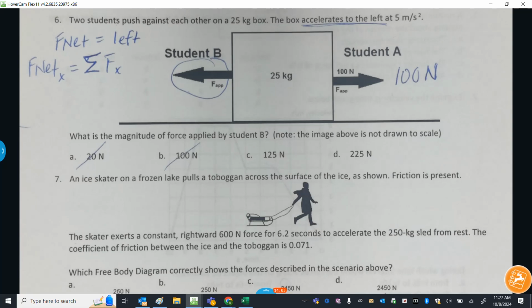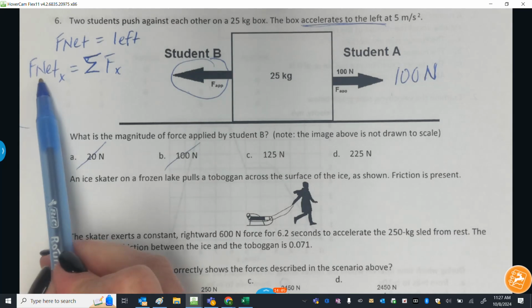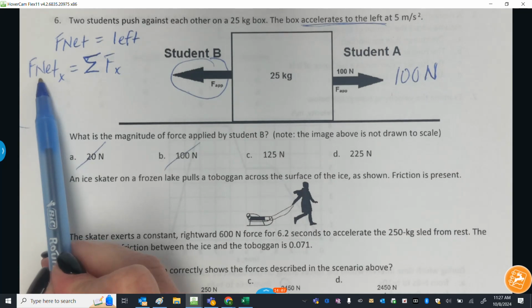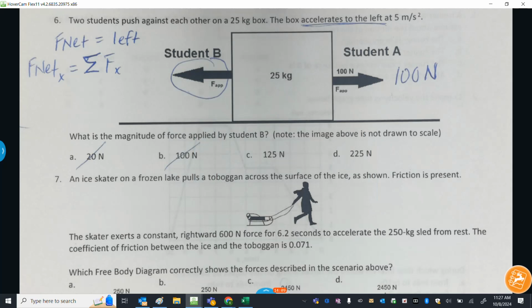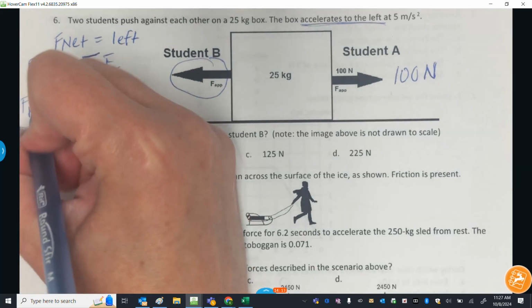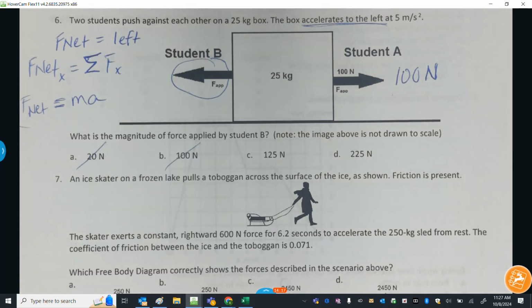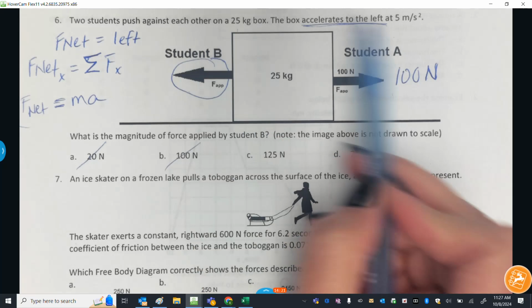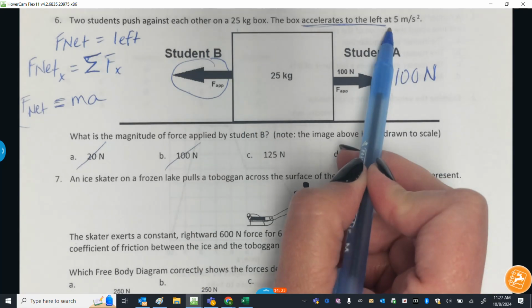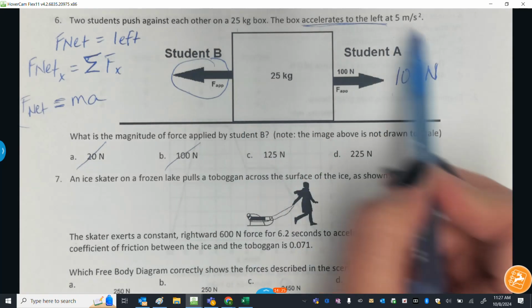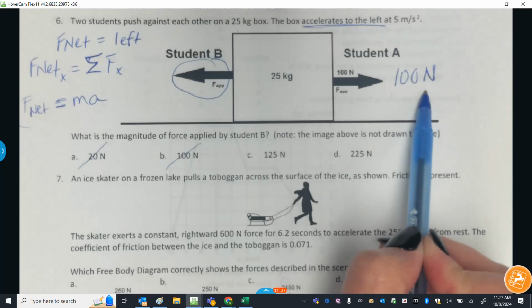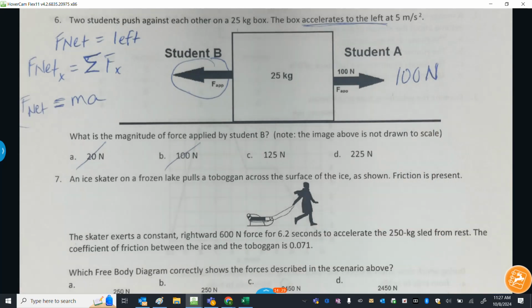Okay, and so that means if I can get my net force, then I can set it equal to this plus this. And I have another equation for net force, and I can use that to figure out what the net force in this scenario is. F net equals m times a. Well, they gave me a mass, and they gave me an acceleration. So I can figure out the net force in this scenario, and I already know student A's force, so I can find student B's force.